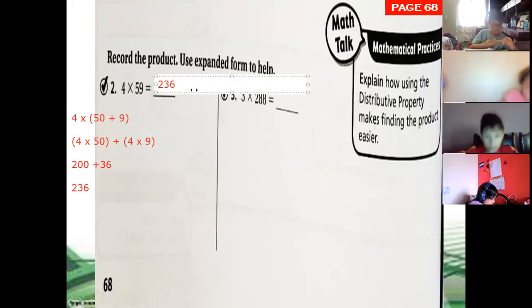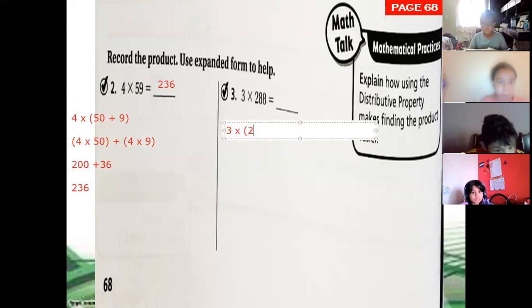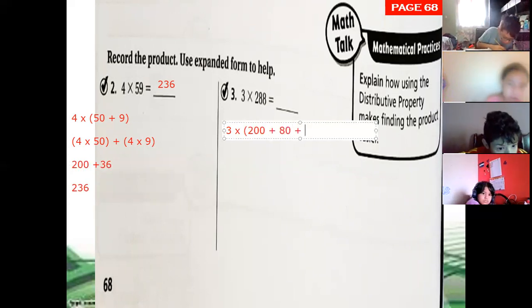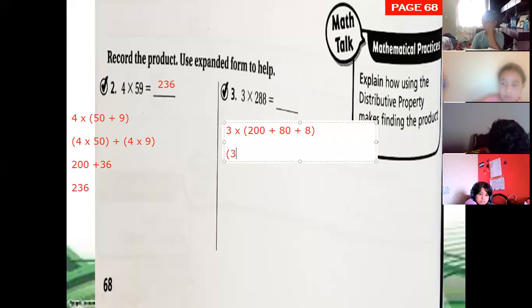The next one, 3 times 288. So 3 times, open parentheses, because I am going to write the expanded form of 288, which is 200 plus 80 plus 8. Close parentheses. Now I am going to separate that into 3 multiplications. I have 3 multiplications because my addition has 3 items. Isabella, you don't have to copy. You have to copy only the answer.